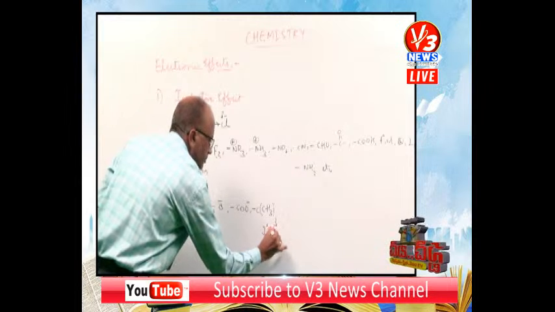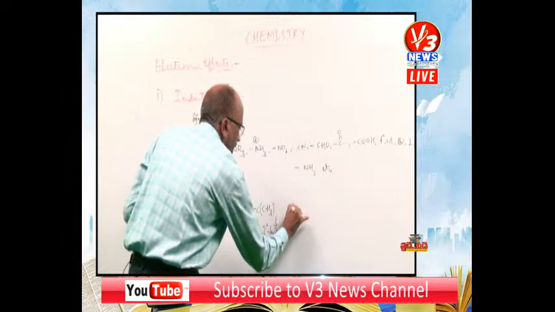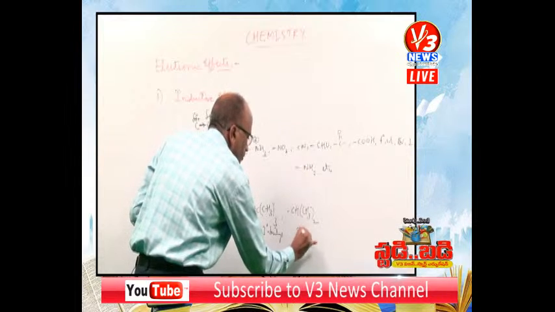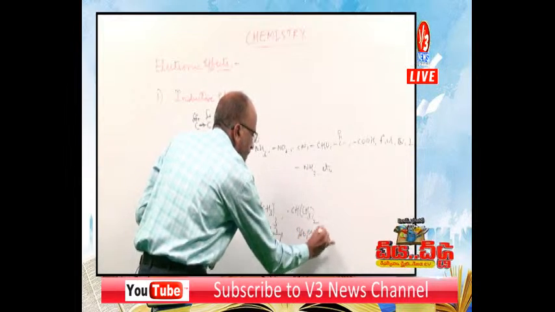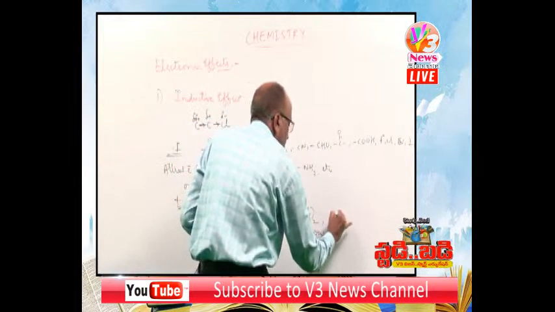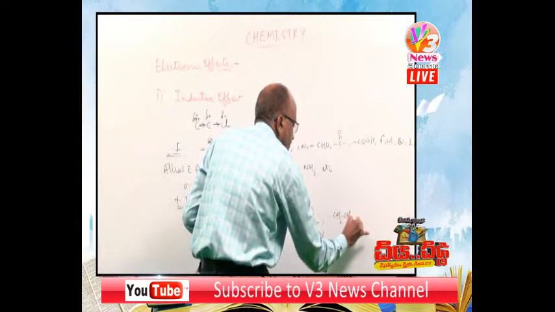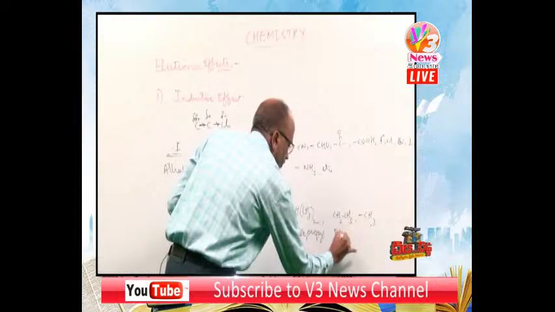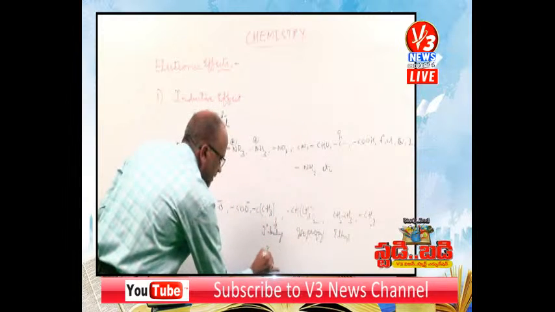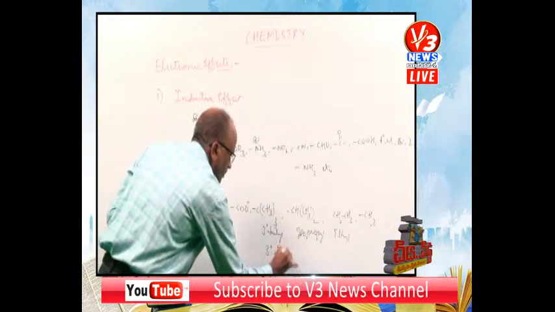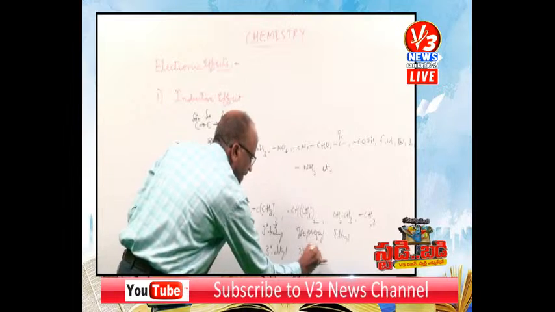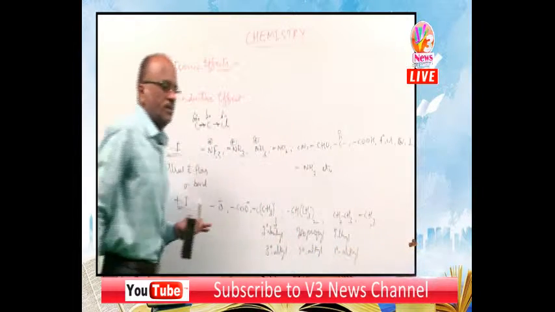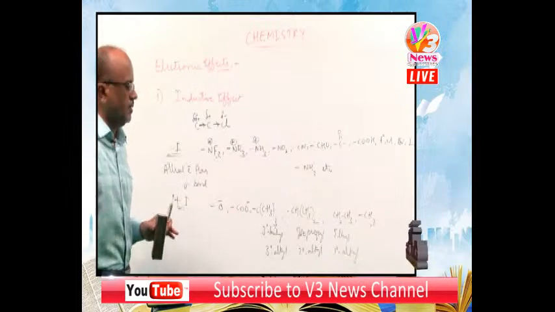This is tertiary butyl. Isopropyl group, ethyl group and methyl group. Or you can say this is tertiary alkyl greater than secondary alkyl greater than primary alkyl. So these are plus I groups.